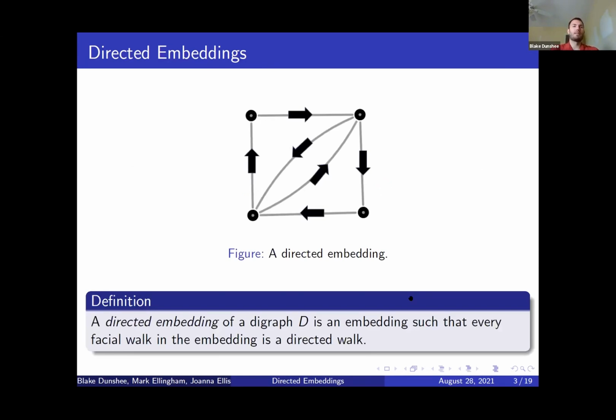By a directed embedding, we mean an embedding of a directed graph such that every facial walk in the embedding is a directed walk. So in this picture that you see here, this is a directed graph, but it's also a directed embedding because all of the facial walks here, if we consider this as a graph embedded in the plane, are in fact directed walks.